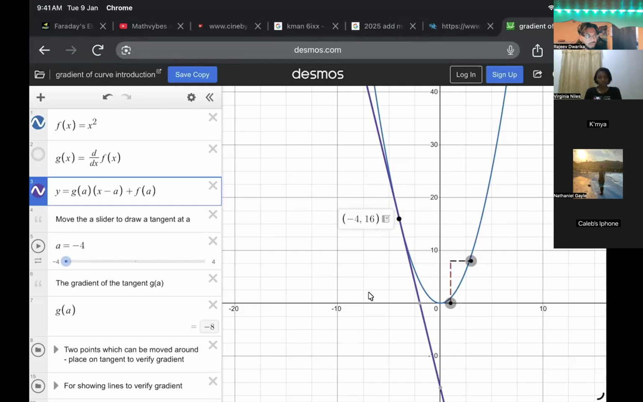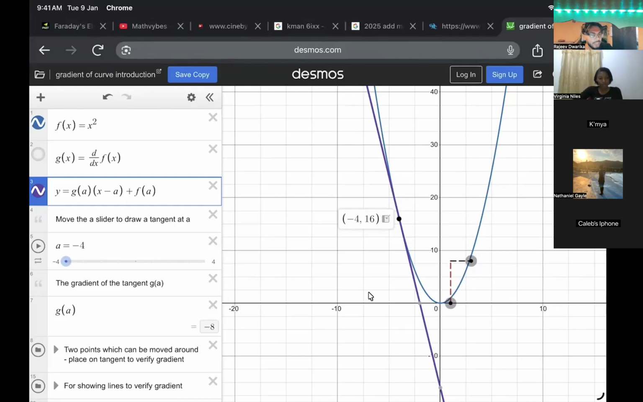Why are you doing this? Well, the tangent is a what? Guys, tell me, what's the tangent? It's a straight line. How do I find the gradient of a straight line? Yeah, change in y over change in x. So I could use y2 minus y1 over x2 minus x1, which is what you're learning in maths.